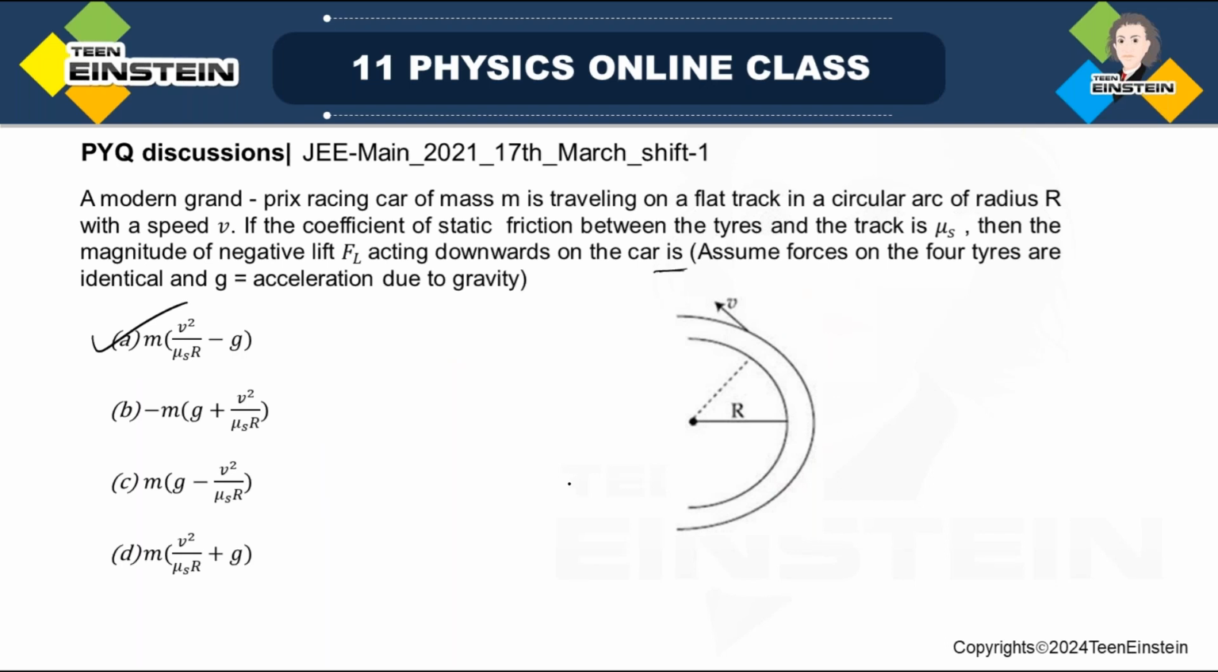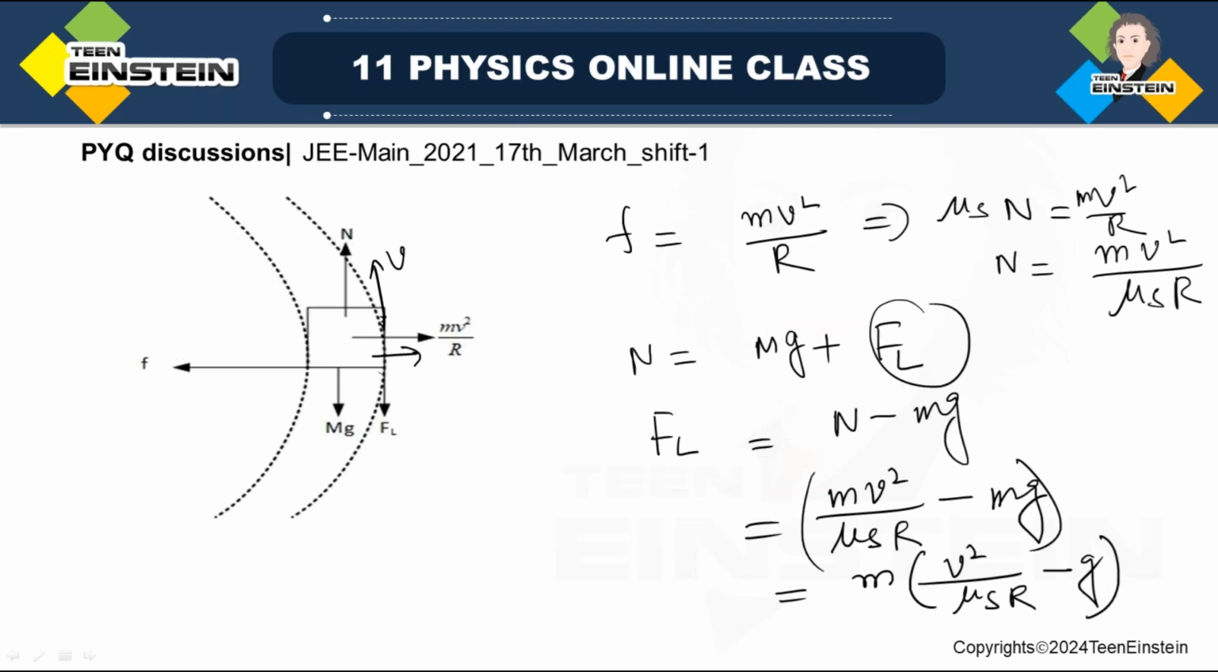All right, so dear students, I hope you are understanding this. This is circular motion in a flat track, or plain road, the circular motion of a car on a plain road. In this case there is an extra thing, that is the negative lift, which is acting downward. This is just extra, otherwise things were all the same.